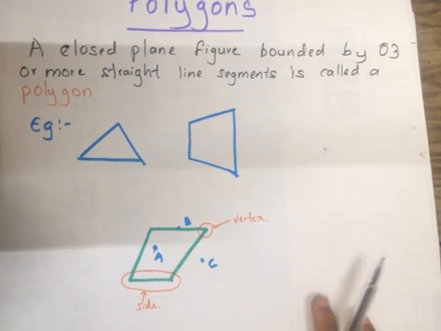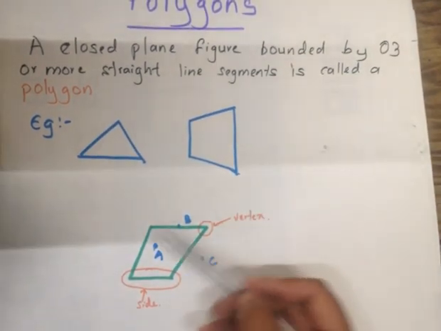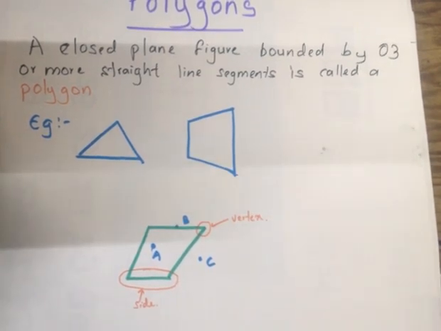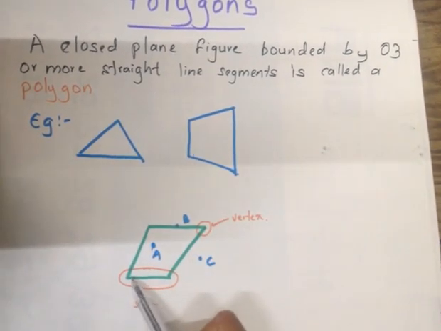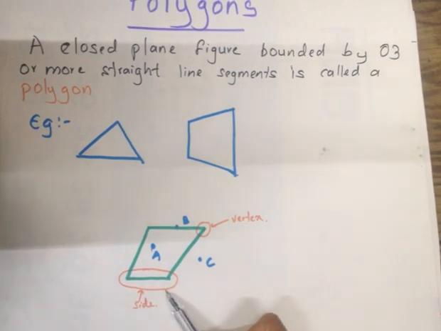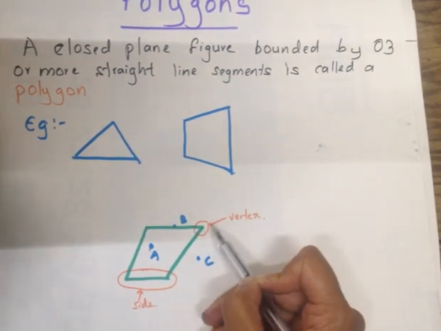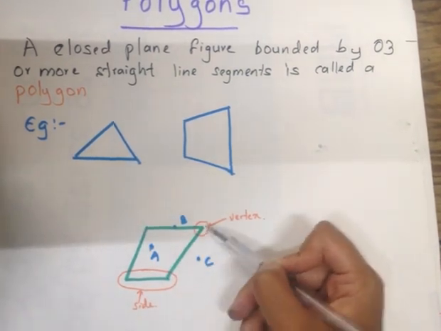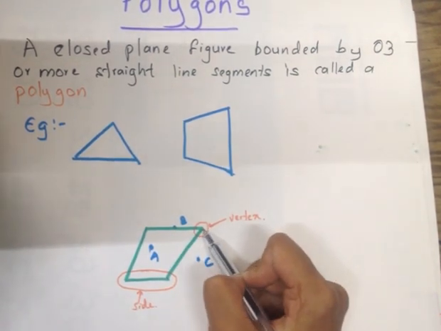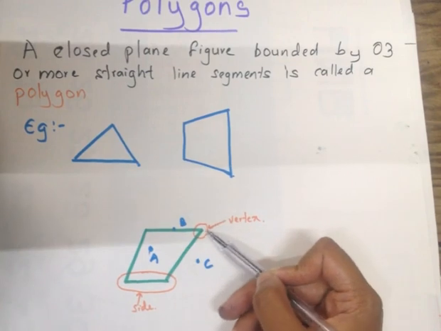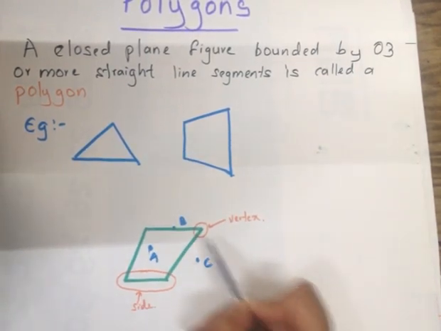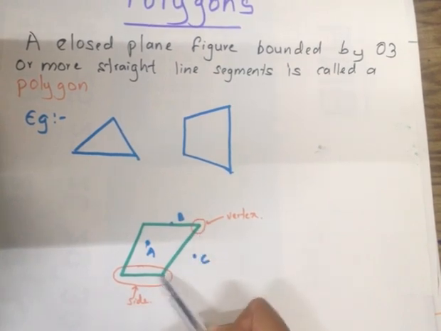Now let us see polygons. What is a side of a polygon? What is a vertex of a polygon? This straight line is called a side of a polygon. Then this is a vertex. Vertex is where 2 straight lines join. The place which the 2 straight lines join is called vertex. And this polygon has 4 vertices.